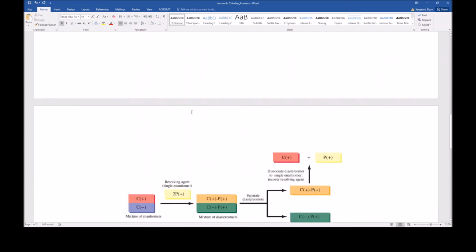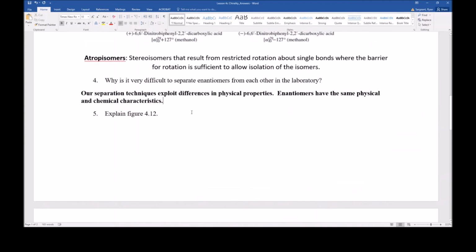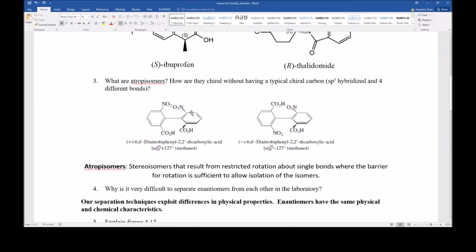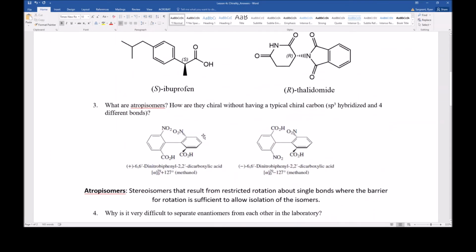And so the next two questions look at, well, then how do we do this in the laboratory? Because just because they're difficult to separate doesn't mean they're impossible to separate. And there's a lot of money to be made in chirally pure syntheses.